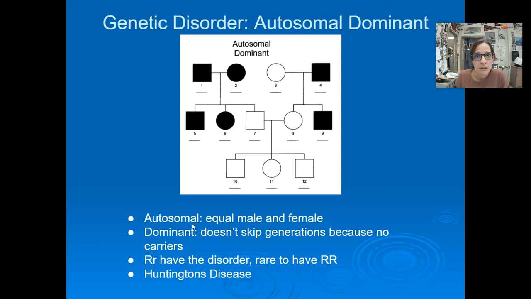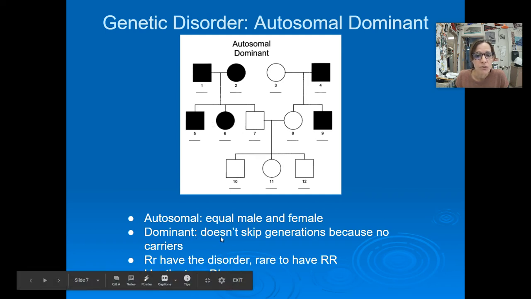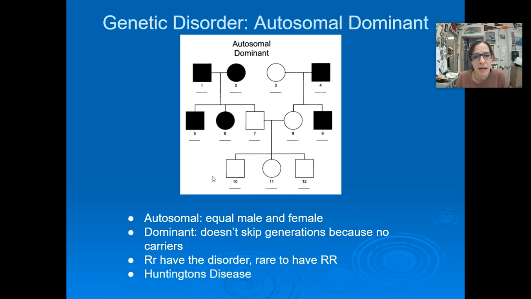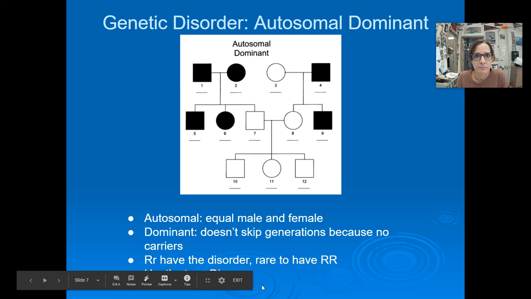So again, it's autosomal, so you should have equal male-female. It's dominant, so there's no carriers, and so it doesn't skip generations. And it's rare to have the disorder and to have big R, big R. So an example of this would be Huntington's disease, a neurological disease that causes spasms, and you get it when you're older.